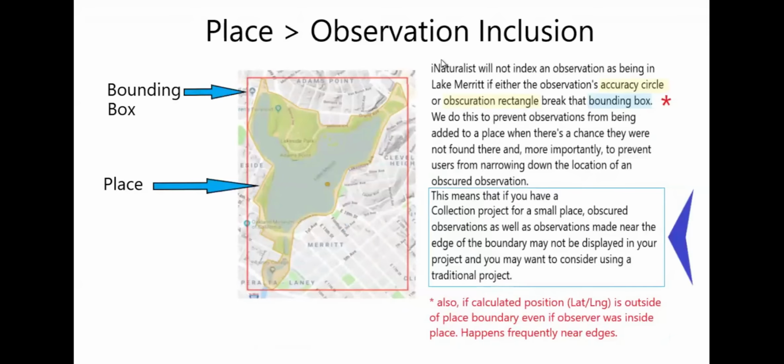Okay, and this is probably the one that bites a lot of people that they don't seem to understand. When you create a place, which is the yellow area, in the background they're creating what they call a bounding box. And in order for an observation to show up in a collection project, the latitude and longitude have to be in the yellow area, but the accuracy circle can't break that bounding box, which means that observations real close to the bounding box might get kicked out, whereas ones in the middle, I'll show you here real quickly.